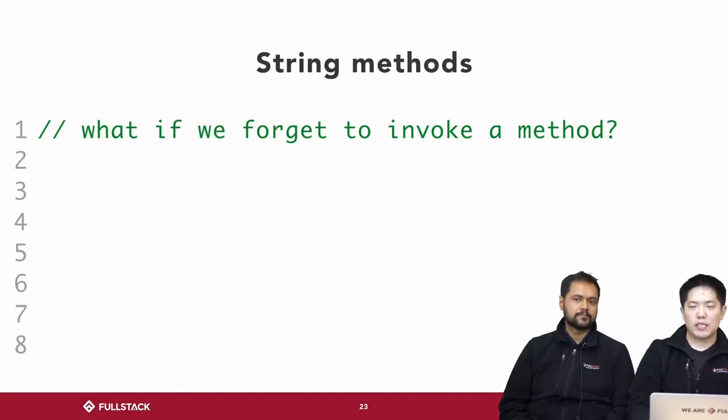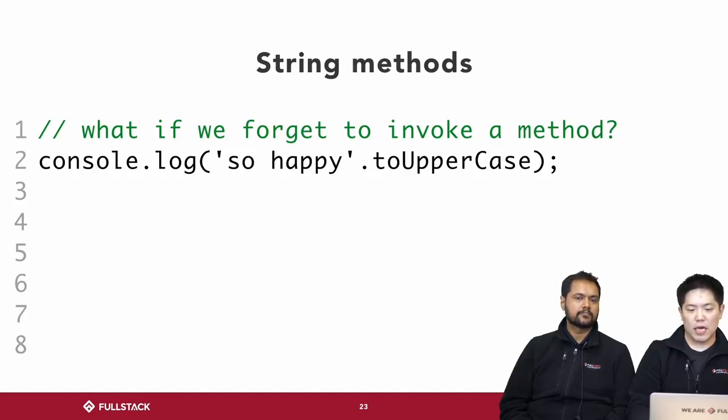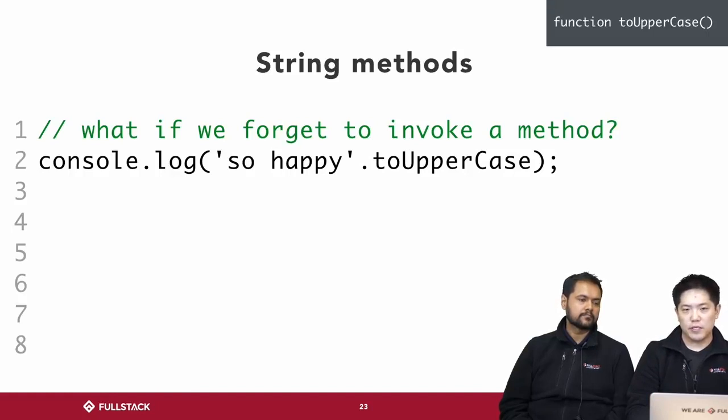Now, what if we don't remember the parentheses at the end of toUpperCase? What if we console log this? As a beginner, people make this mistake constantly: they forget to call the method. Granted, in some languages, like Ruby or Python, this would actually call the method instead of just accessing it. Here, what console log outputs is this function toUpperCase.